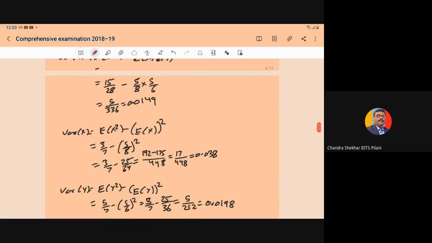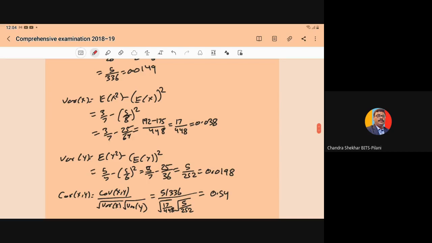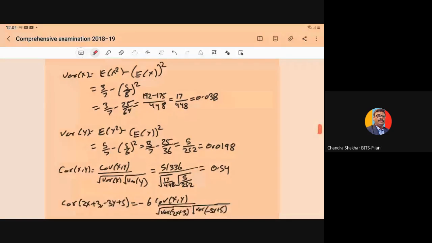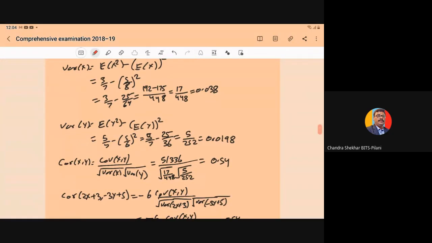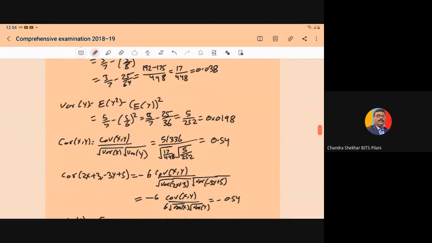Similarly, we compute the variance of x. So the variance of x, the computational formula, is E of x square minus square of E of x. So already we have computed these values above. So it will become 3 by 7 minus 5 by 8 whole square. So it will come to 17 upon 448, or 0.038. Variance of y means second moment of y minus square of the first moment. So 5 by 7 minus square of 5 by 6. So it will give you 5 upon 252, or 0.0198.